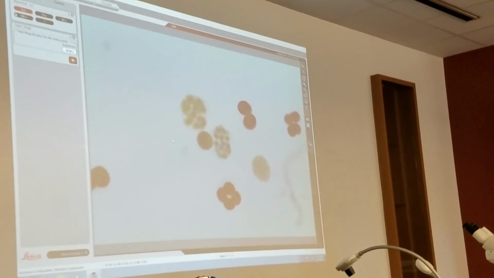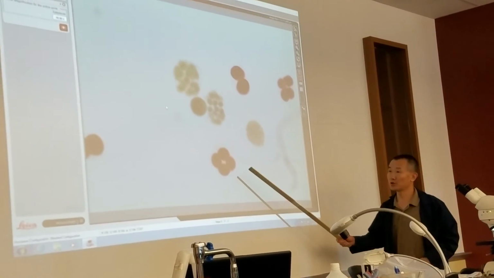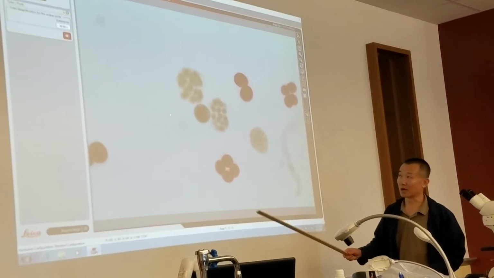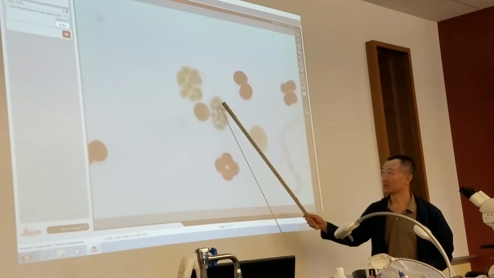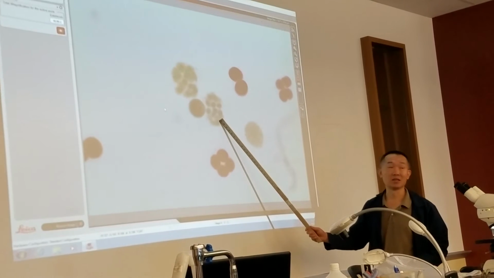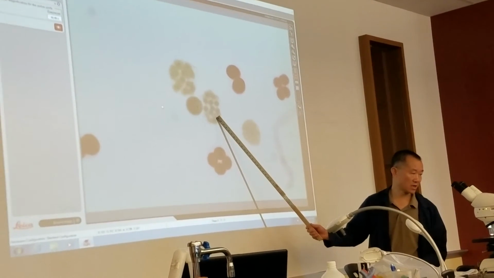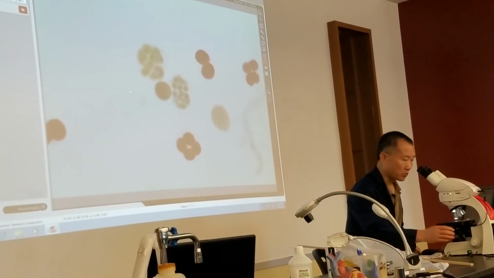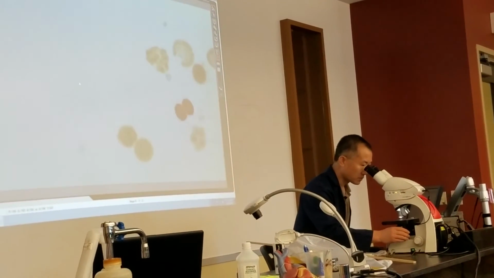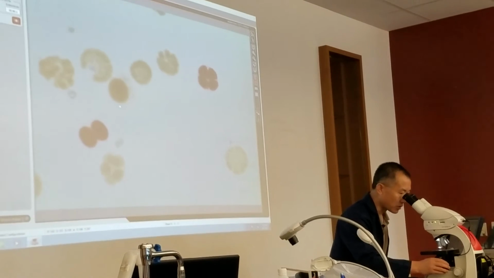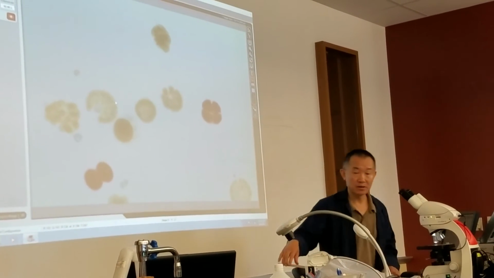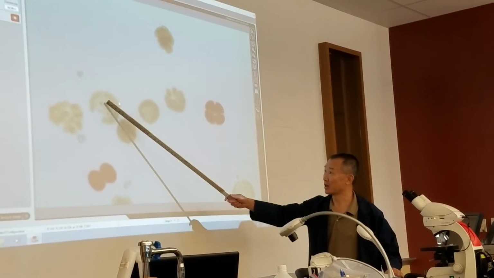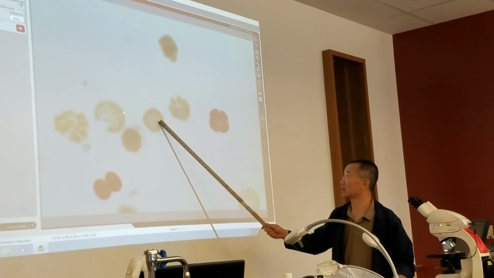Okay, it's a little bit fuzzy. So this is the 2-cell stage, 4-cell stage. Unfertilized egg. What is that? It's morula. That's good. And I'm going to show you a blastula. So this is a blastula. See the blastula? You can see the hollow space has developed.